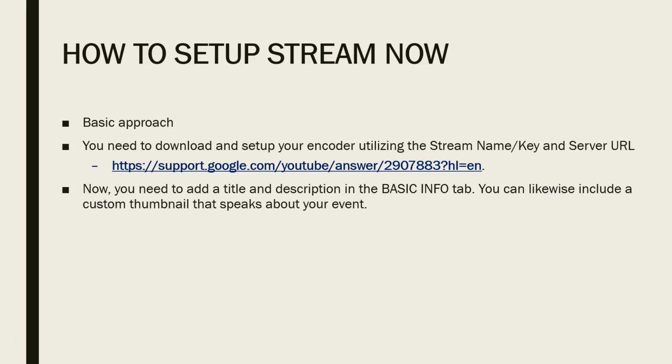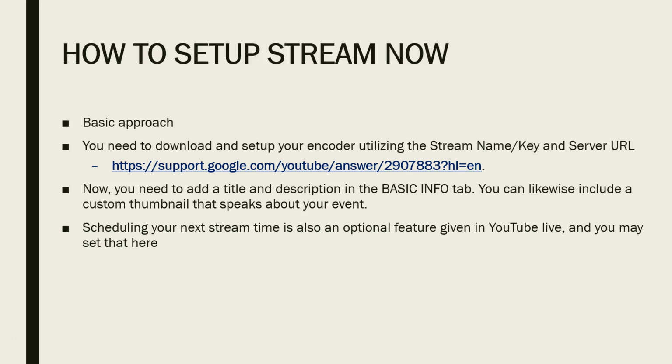Now, once you've got your stream name, key, and server URL, you need to add a title and description in the basic info tab. You also want to include a custom thumbnail. You want this to stand out so that people are going to watch your live stream video, because the thumbnail is like the preview of coming attractions. If you don't, YouTube is going to select a couple of frames, and sometimes those frames are not going to show you in the best picture. It might be real blurry. You might not be smiling. So you want to create a real eye-catching YouTube thumbnail.